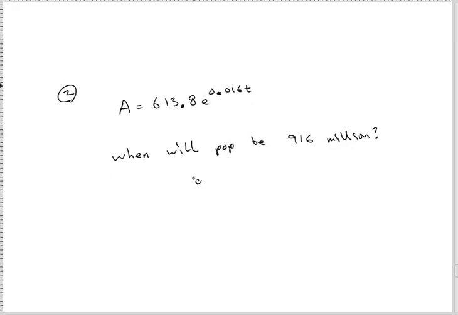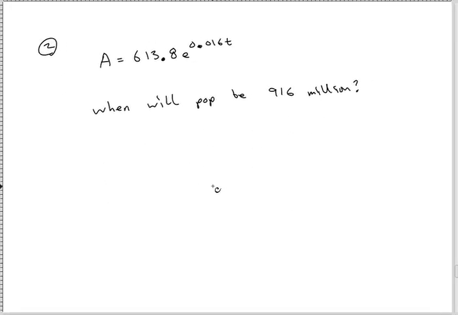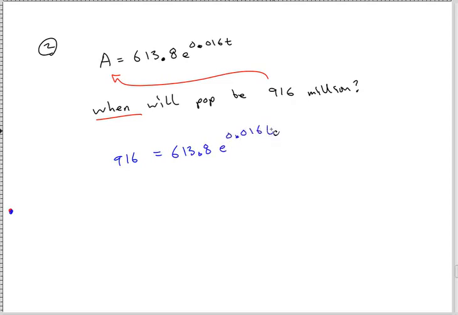All right, next question. It says, we have this population growth model. When will it be 916 million? This is just like the last section we did, and so there's nothing new here. What we're going to do is take this 916 and put it in, and then we're going to solve for t. And so 916 equals 13.8 e to the 0.016t.